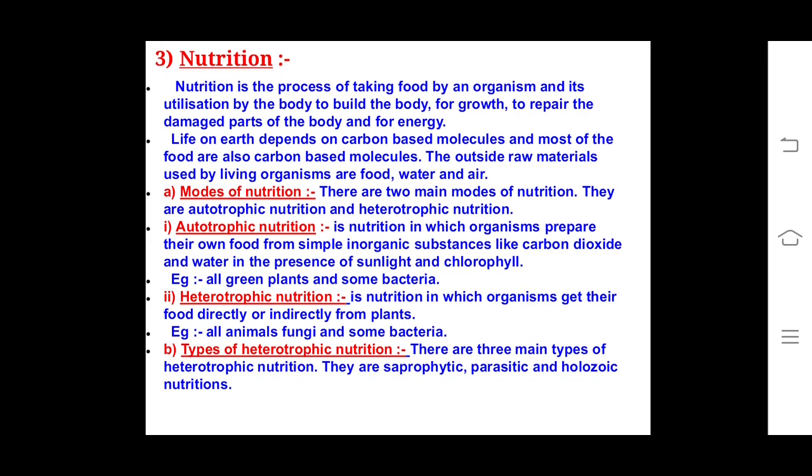So now we have seen autotrophic nutrition. All green plants prepare the food on their own from simple inorganic substances, carbon dioxide and water, in the presence of sunlight and chlorophyll. And heterotrophic organisms depend on plants directly or indirectly.